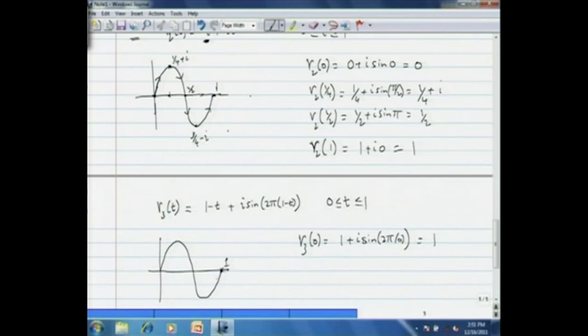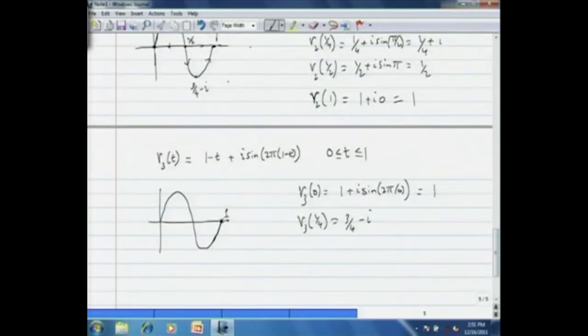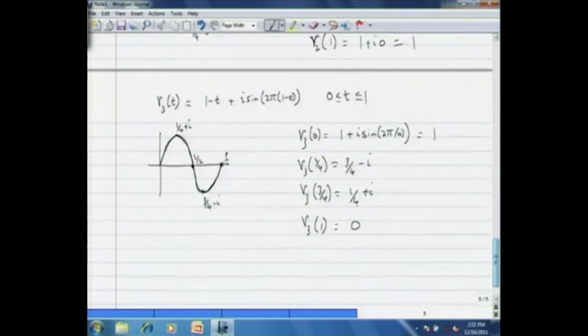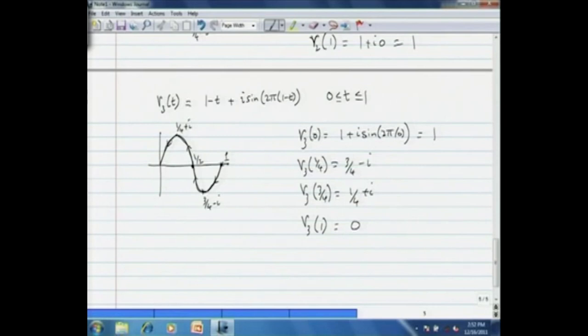So, now it starts at 1, and when t is 1/4, you get 3/4 minus I. So, it goes this way, and then you go backwards, at time half you are here again at half, and then at time 3/4 you are at 1/4 plus I. Finally, at t equals 1, you are at 0. So, gamma 3 has the same range as gamma 2 in the complex plane, but it is traced in the opposite direction. Gamma 3 dictates the particle to travel in the opposite direction to that of the curve gamma 2.